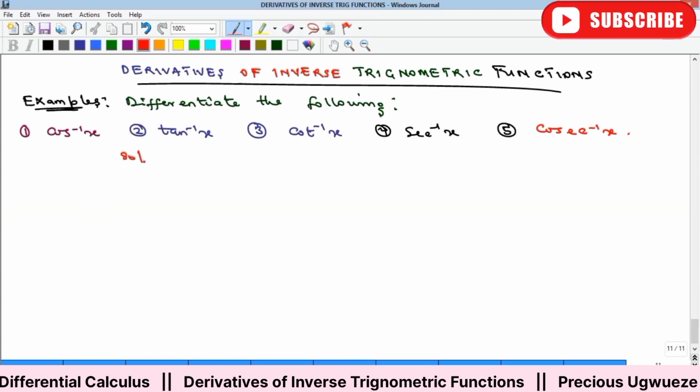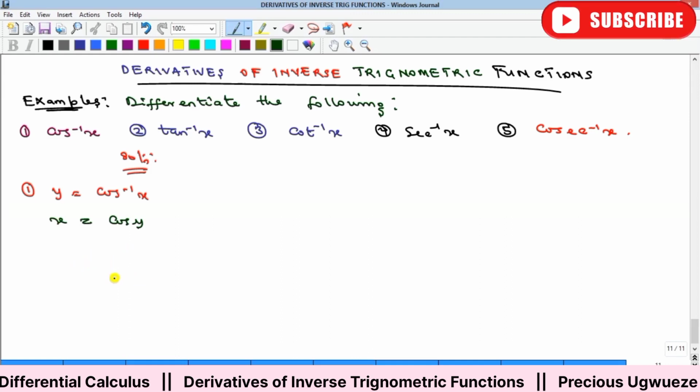All right, solution. The first one says we should find the derivative of cos inverse of x. If our y is cos inverse of x, you recall the first thing I said we must do is make x the subject of the formula. If you do that, you have that x is equal to cos y, and so you will need to differentiate x with respect to y. You recall the process we are using here is the process of inverse function. If you get the derivative of x with respect to y, then you take the reciprocal of it to get your dy/dx.